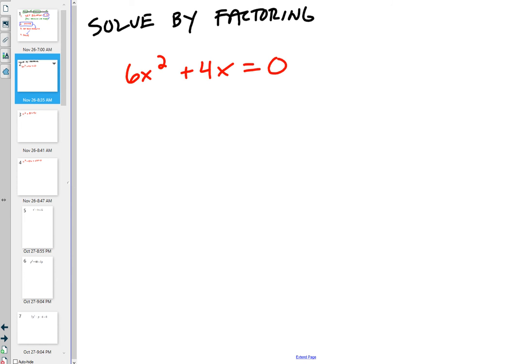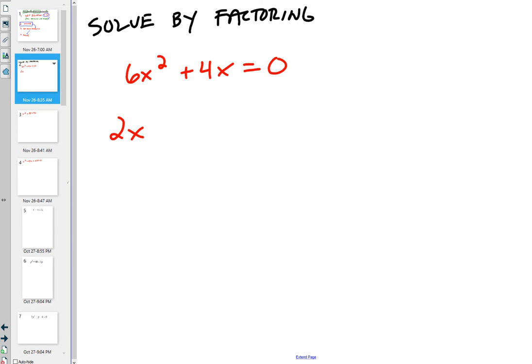Not just 2. I agree that 2 is going to be part of the greatest common factor, but it's not the only common factor. What else do those 2 terms have in common? They also have an x. So I'm going to factor out 2x.